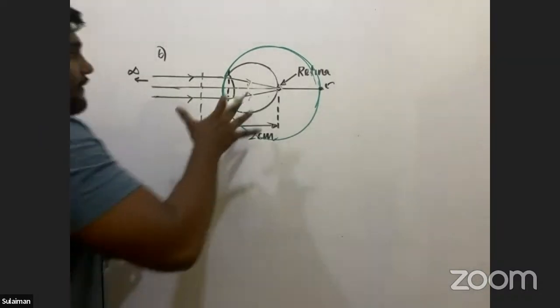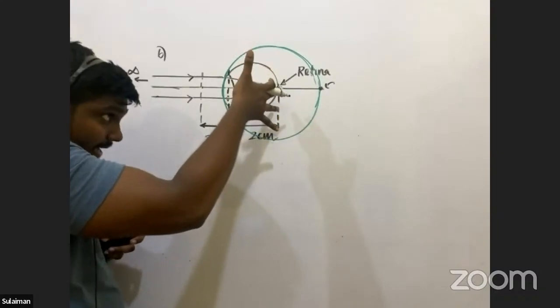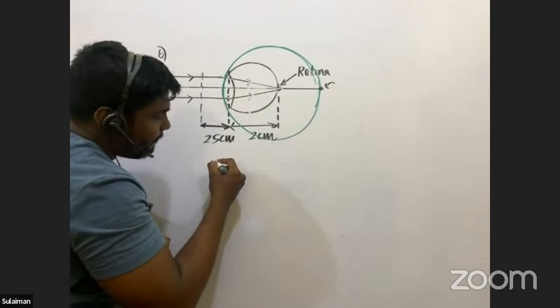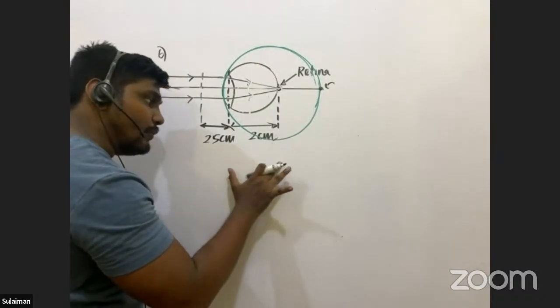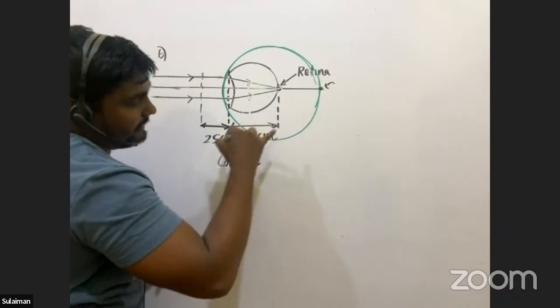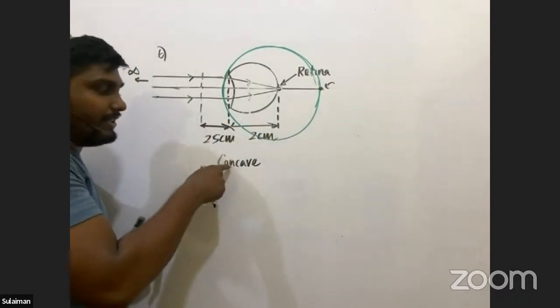Okay. Then what's the problem? The problem is what? This eye cannot see objects at very far. That means what type of lens do we want to use? We want to use concave lens. I didn't explain why we want to use a concave lens; I think this is taught in theory.